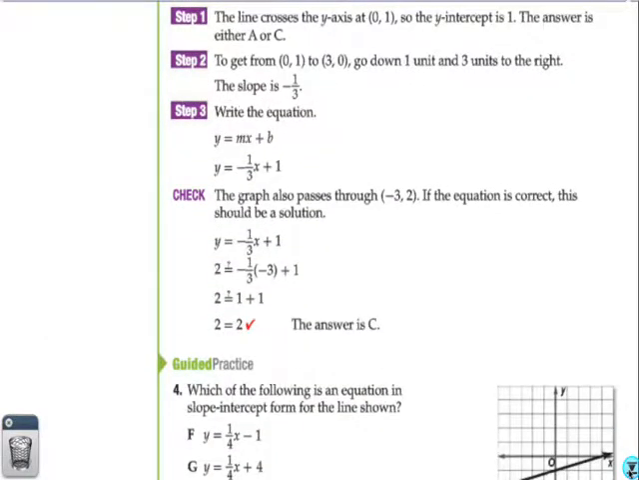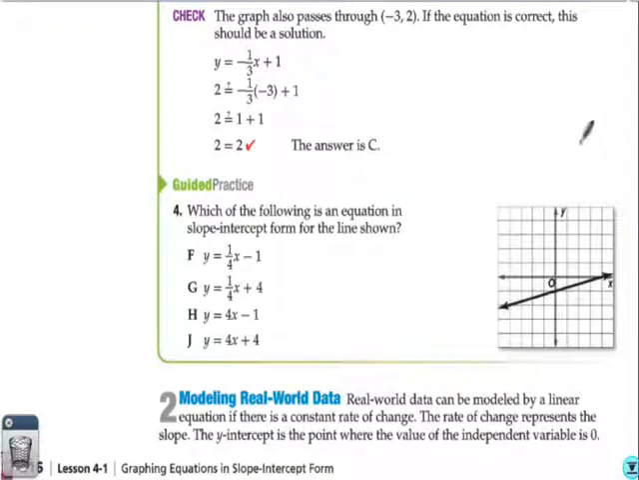All right, it's as simple as that. Let's take a look at number 4. First, what's the y-intercept? -1. So that's not an answer, and that's not an answer. Then let's count the slope. The slope is 1 over 4. So literally it's 1 over 4, so our answer is F.